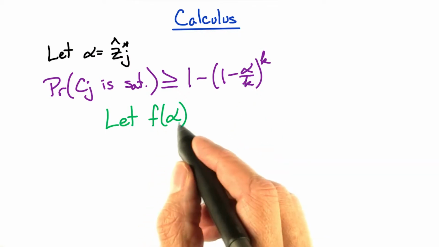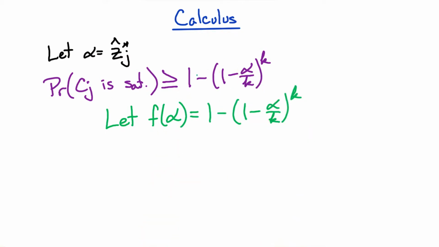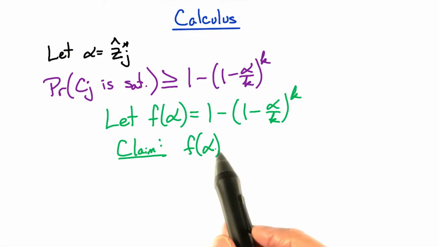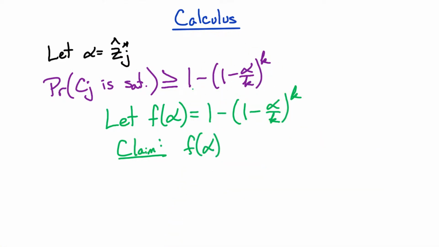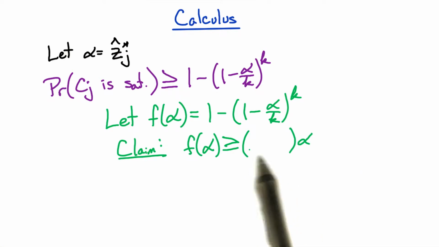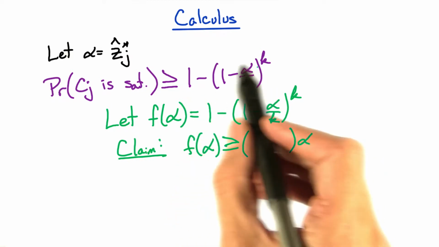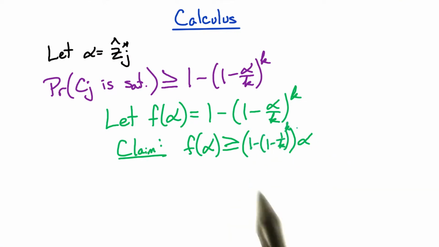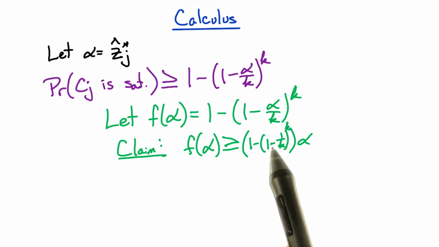Let's define f of alpha to be this right-hand side. And our claim is that f of alpha, so this right-hand side here, is at least some constant times alpha. Now it's a constant in the sense it's independent of alpha. It does depend on k, the size of this clause. Now what is that constant there? Well, it's going to be similar to this without the alpha. It's going to be 1 minus (1 minus 1 over k) raised to the kth power.